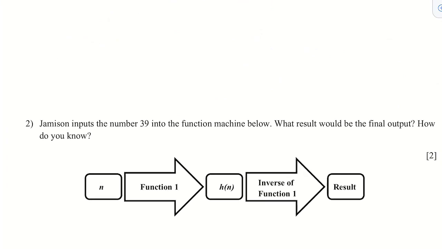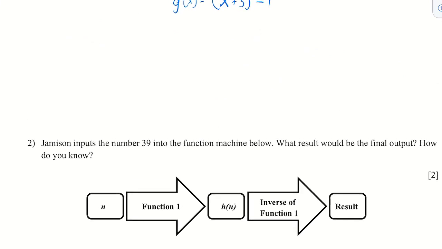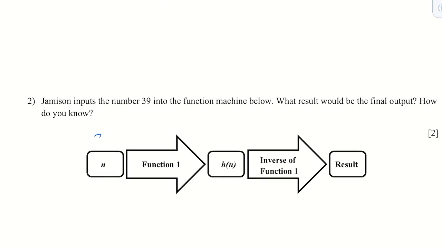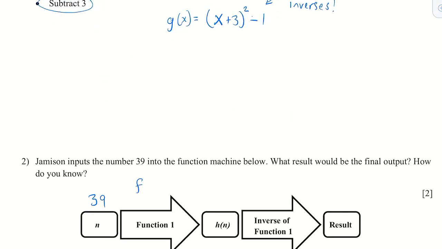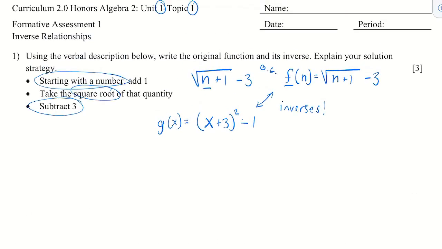Now, moving on to step number 2. What ends up happening here is Jameson inputs the number 39 into the function machine below. What's the result of the final output? Well, if the 39 gets placed into, let's say, our f of n, in this case this is going to be f of 39. And then we get whatever the value that might be.